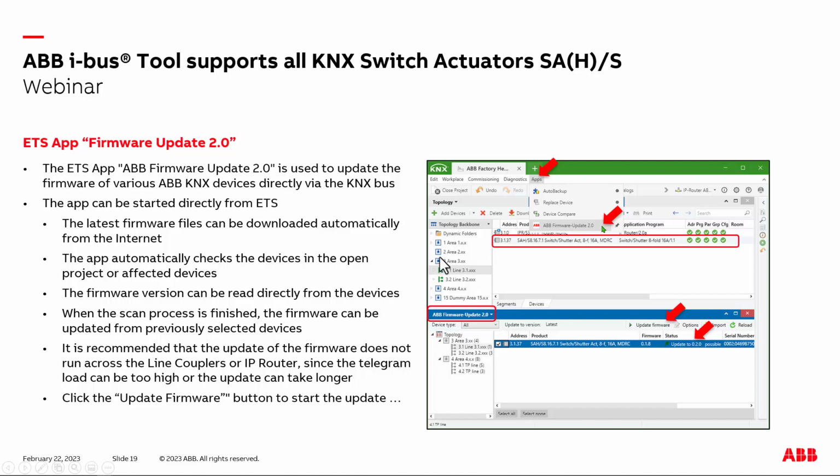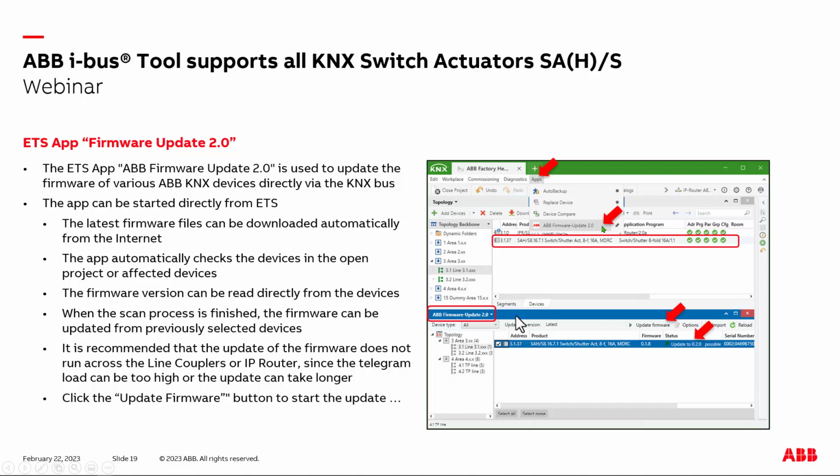Like here our switch actuator or presence detector or other KNX devices. So when you start the app, the latest firmware will be automatically downloaded from the internet, and then you will see your KNX device in the standard topology or building view, and in the ETS firmware app you see all installed KNX devices.